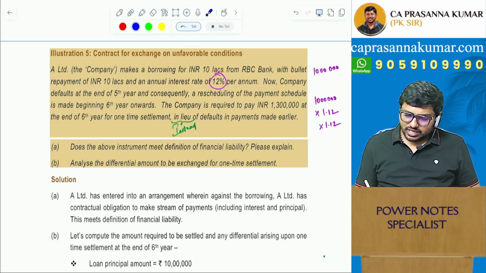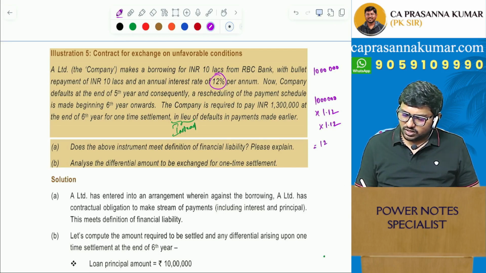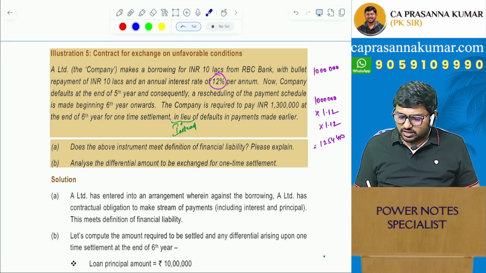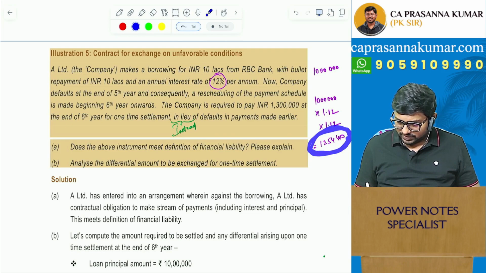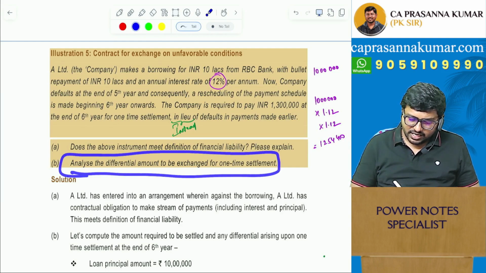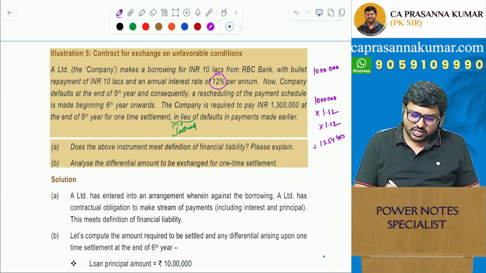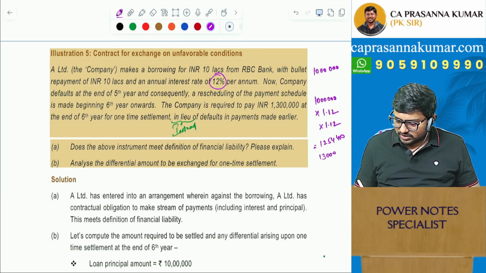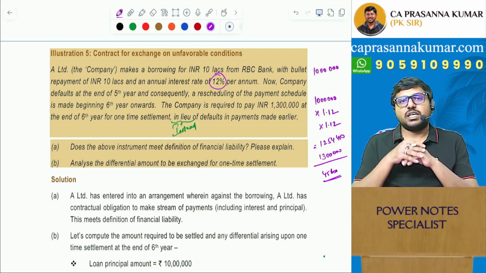So if you do this calculation, how much is the number that you're getting? Help me out with the number, guys. 12,54,400. So logically speaking, the bank should ask you only 12,54,400. Are you able to understand? But they are asking how much? 13 lakhs. So which means, based on the question, is there any differential amount to be exchanged for one-time settlement? Yes, because the bank is asking for 13 lakhs, which means there is a difference amount of 45,600, correct?